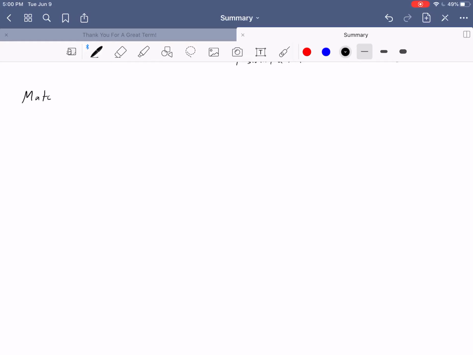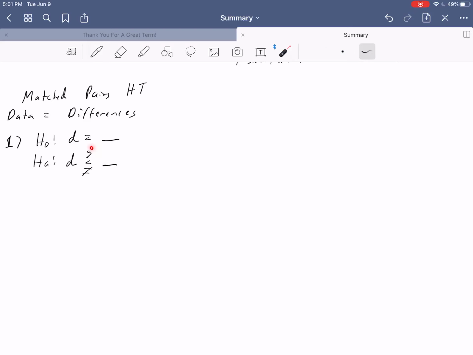Our matched pairs hypothesis test. Remember that when we do this, our data is actually the differences. Everything is going to reference the differences. So when you go to step 1, your null and your alternate, you're going to use D equals and D greater than, less than, or not equal to. Same language: greater than and less than would be one-sided, not equals to would be two-sided.